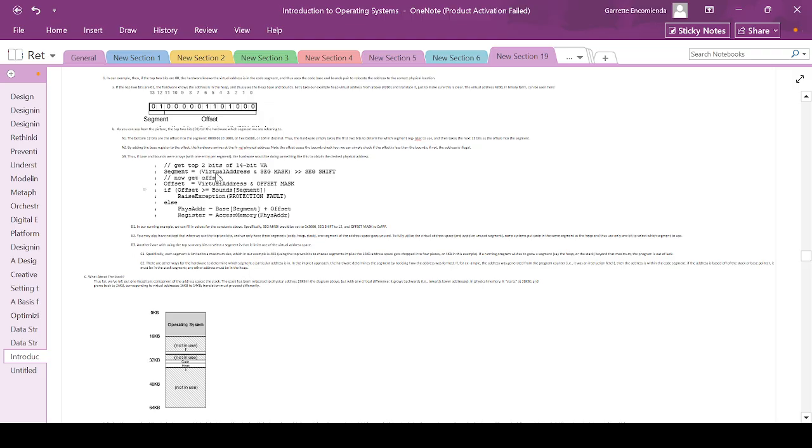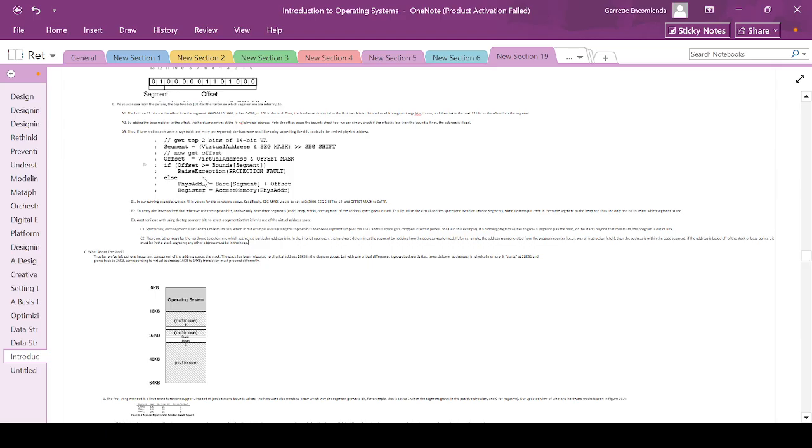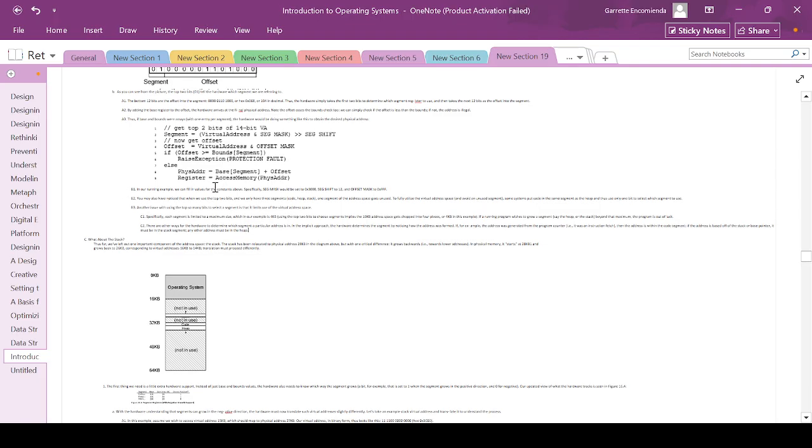So first, get the top 2 bits of the 14-bit VA. Segment equals virtual address AND segmask, then shifted right by segshift. Now get the offset: offset equals virtual address AND offset mask. If offset is greater than or equal to the bounds of the segment, raise an exception, a protection fault. Else, physical address equals base of segment plus offset. So that's the physical address, and then the register is loaded by accessing memory at that physical address.